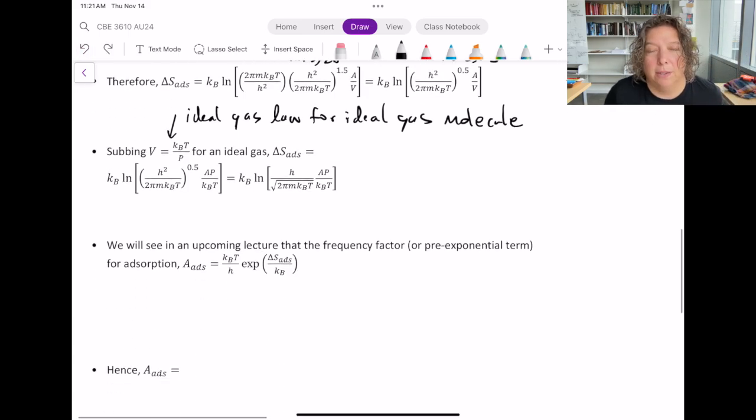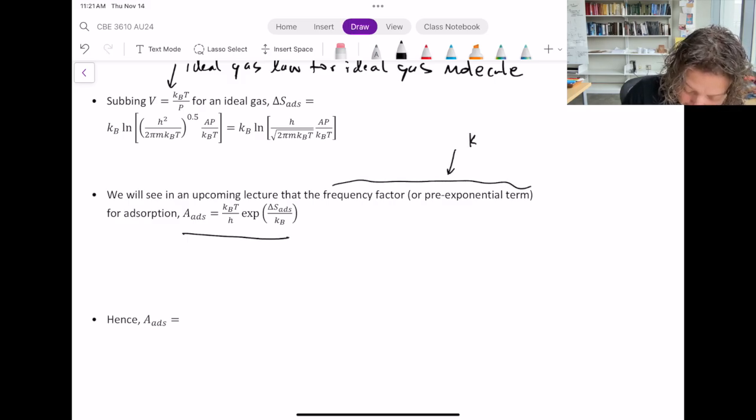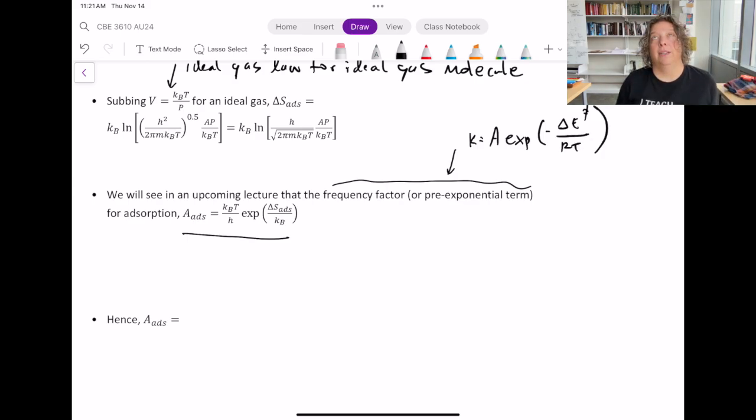Okay, so one of the places we're going, or maybe we've been there depending on when you're watching this video, is that the frequency factor for adsorption can be approximated as this quantity. So when we talk about the frequency factor or pre-exponential term, this comes from the rate constant, which is going to be equal to a frequency factor times the exponential of the activation energy divided by RT.